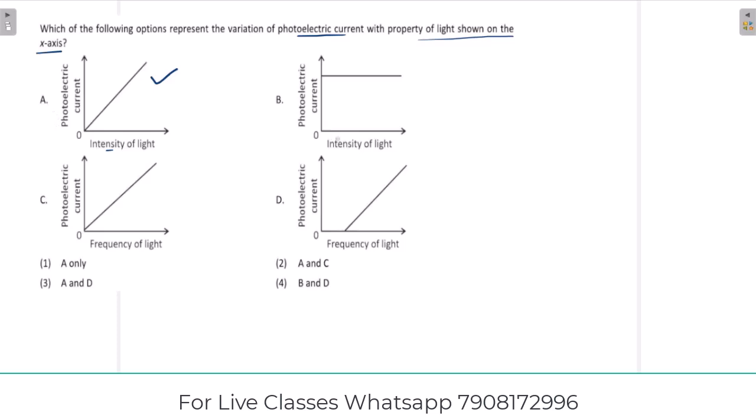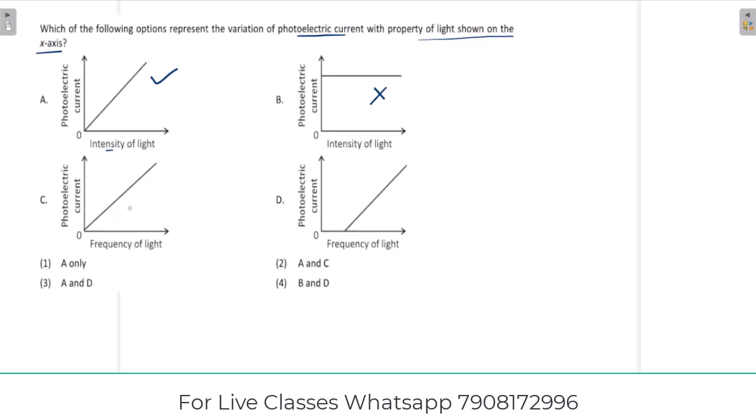Now option B: intensity of light increases but the current remains the same. This is wrong, so option B is not correct. Now for option C, frequency of light with photoelectric current. Now the photoelectric current does not depend on the frequency.